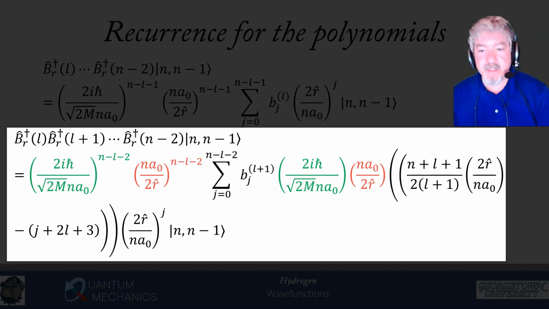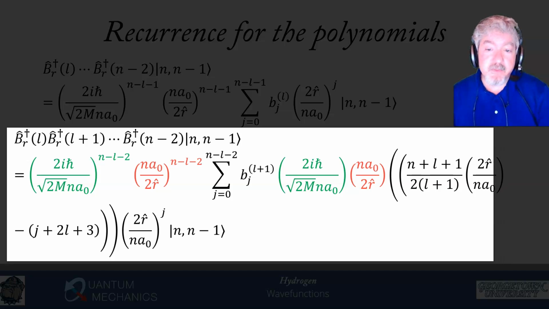You can see there I have that n a0 cancels and the 2 cancels, and it just corresponds to that original i h bar over square root of 2m and the 1 over r hat. But now you can see I can combine the red terms together and raise that power by 1, and I can combine the green and raise that power to 1. Now I have it in the standard form for the Lth polynomial.